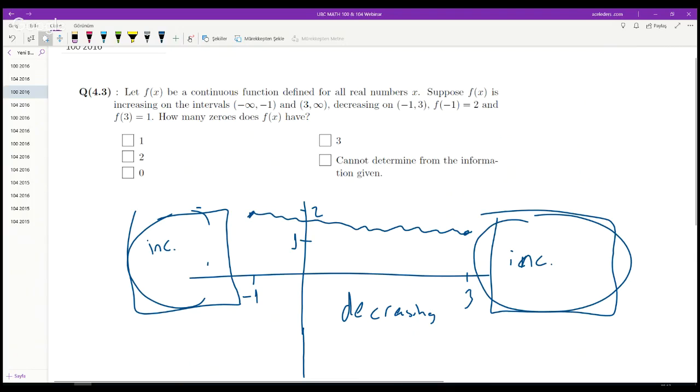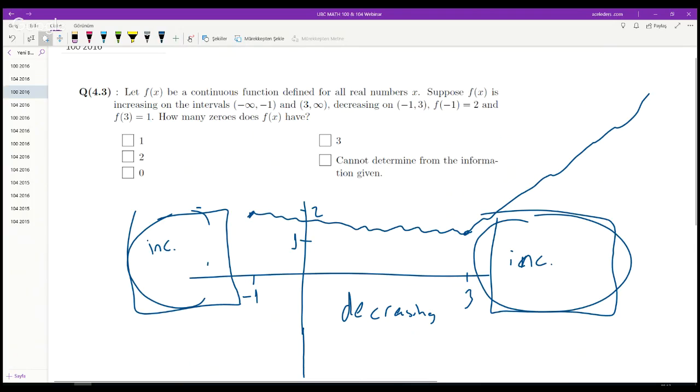Okay, please write me. How many zeros does f(x) have? What do you know? 0. Okay, one answer. But any other answers? Any other answers?